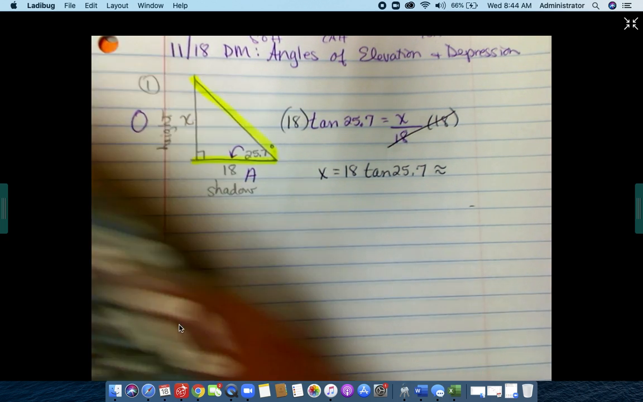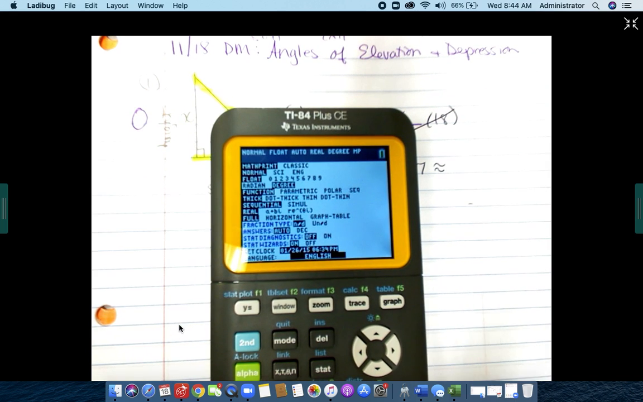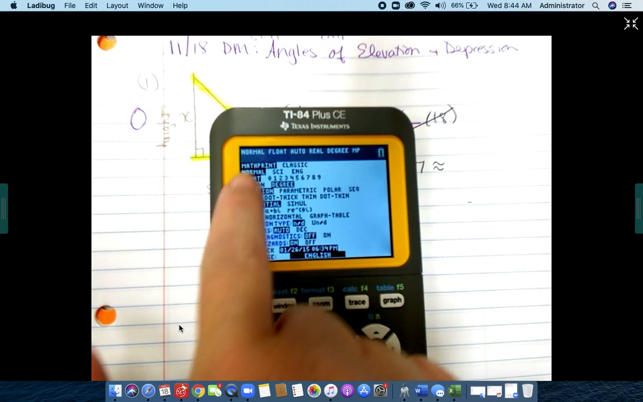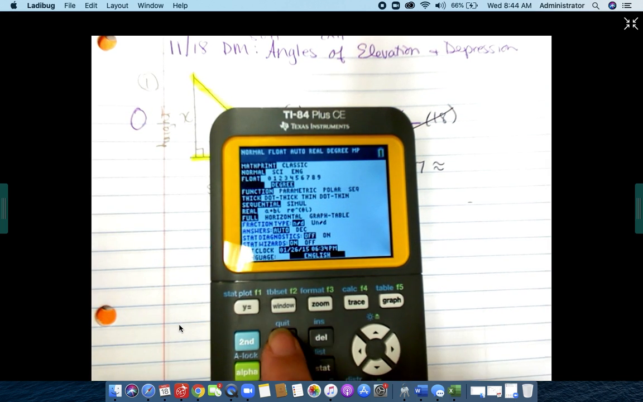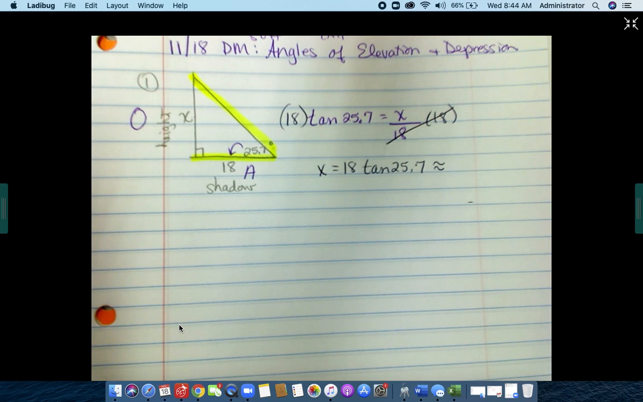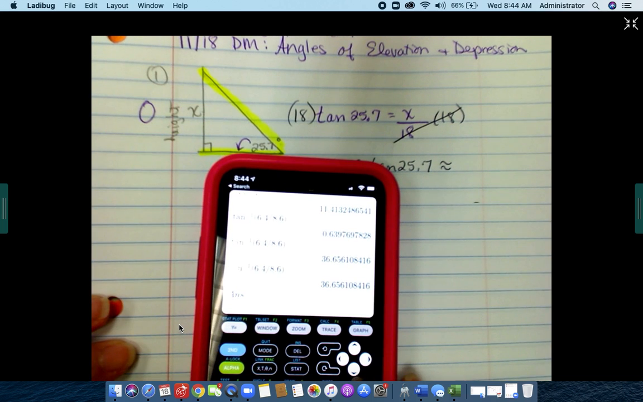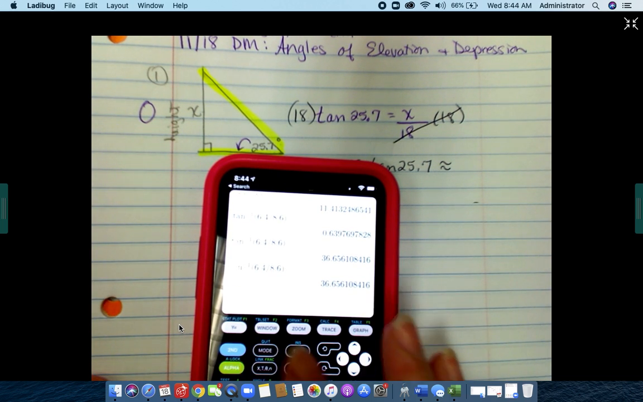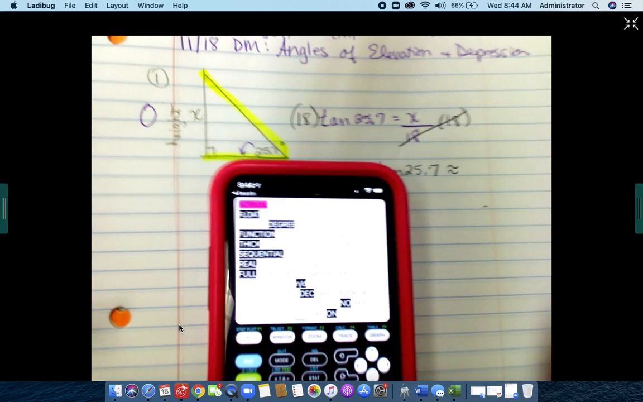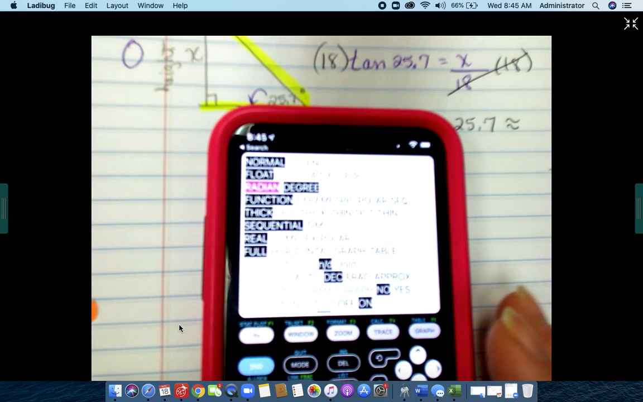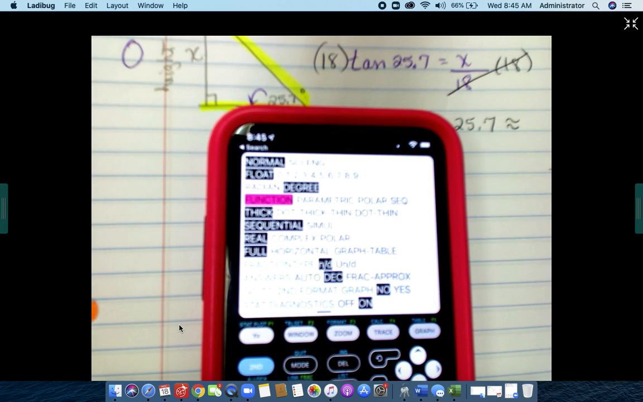So if we use our TI-84 graphing calculator, if you have one of those, you're going to change it from, remember you hit the mode button, which is right here to the right of the second button. Change it from radian to degree by hitting enter. If you are using your TI-84 app, then from mode, choose degree. So again, it's normally on radian. Just tap degree and hit enter.